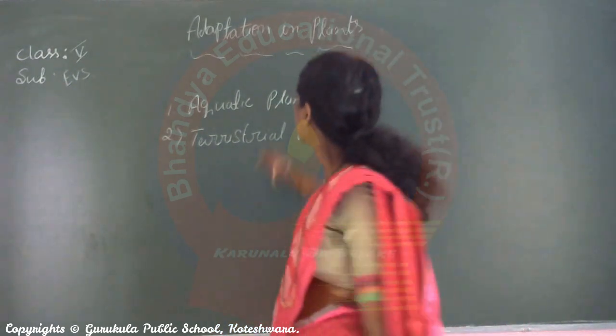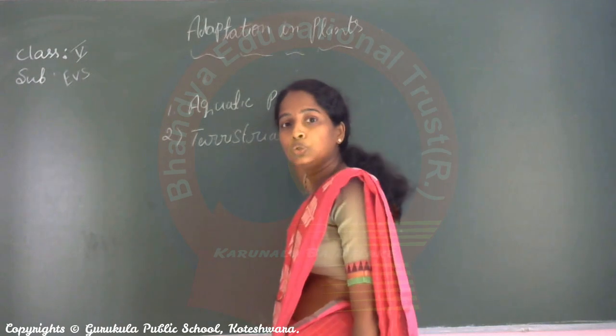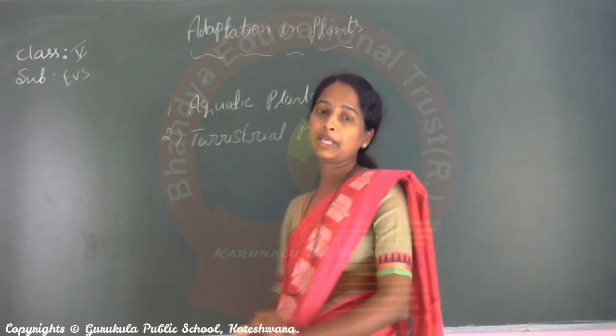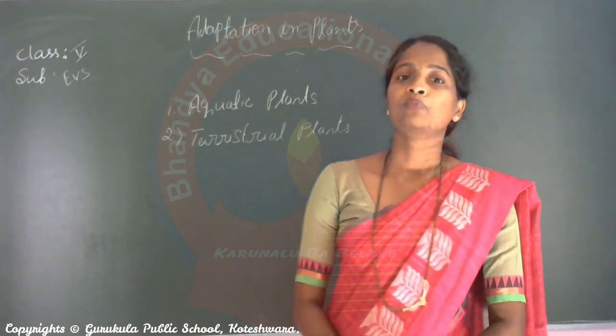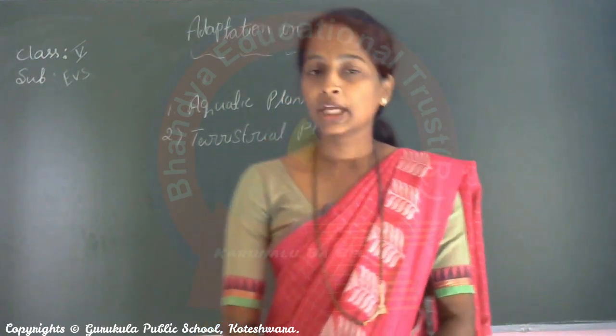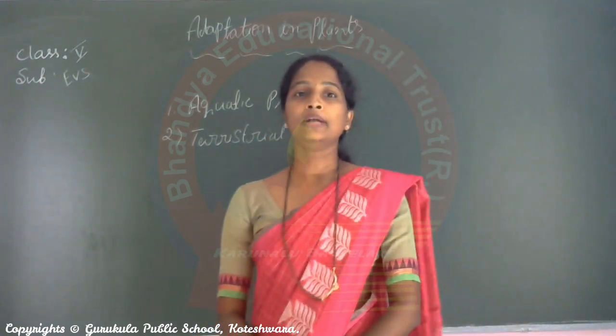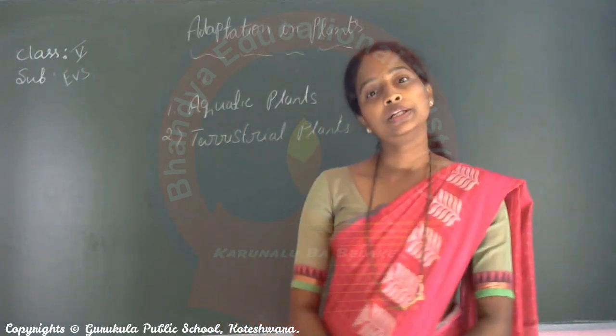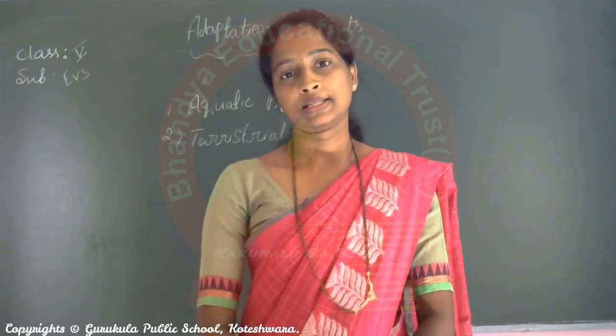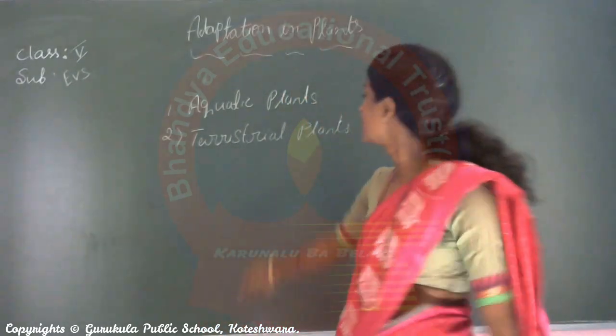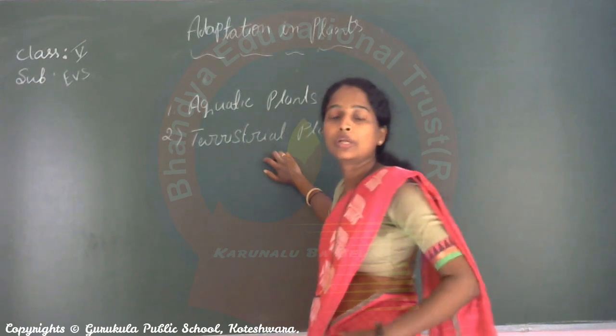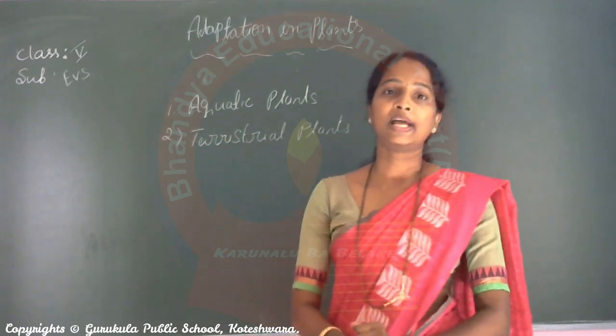See, there are three types of aquatic plants. One is floating plants, second one is fixed plants, and third one is underwater plants. Terrestrial plants also have types.